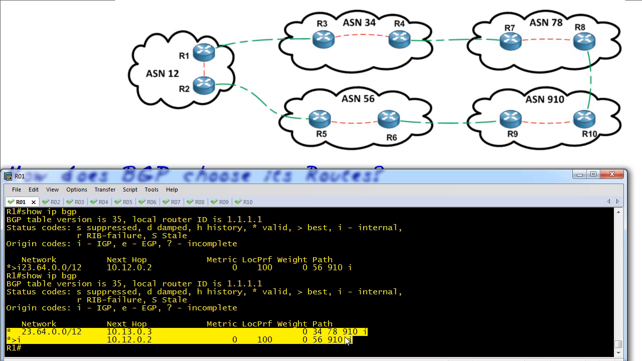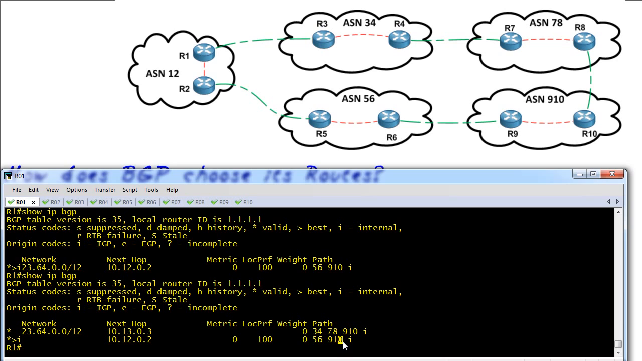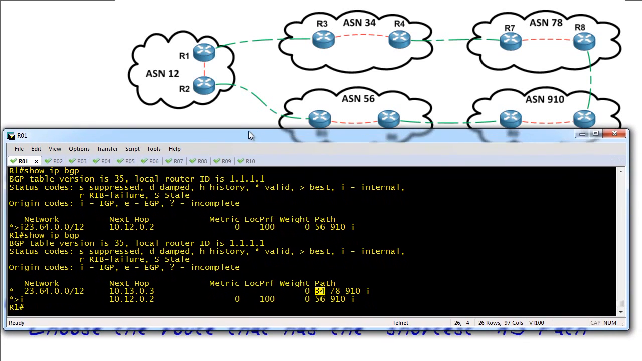If we take a look at the far right, this far right is saying that the first AS it came through is 910 because we sourced it, and then it went through 56, which is right here. The other path for that same network was sourced from 910, went through Autonomous System 78 right up here, and then went through Autonomous System 34 right here. And now the question comes into play, how does BGP choose its routes? And the answer is, it's going to choose the route with the lowest path.